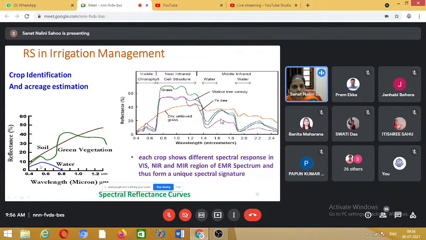Again, all these land features behave differently with respect to different wavelengths. Now, see the green vegetation. The reflectance is high in the NIR region, 0.72 micrometers onwards, whereas it is low in other wavelength bands. So that is a characteristic. The reflectance value is a function of both the nature of the land feature as well as the wavelength.